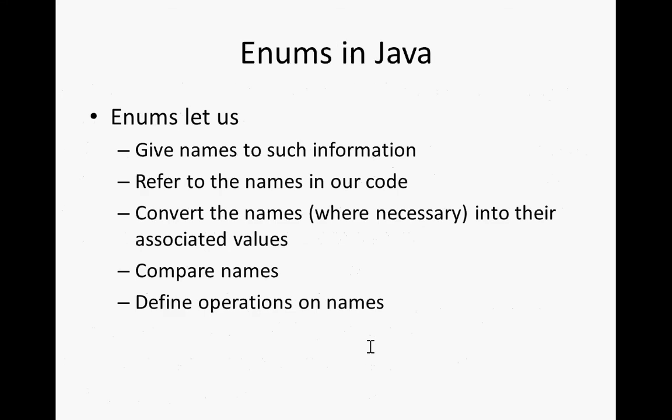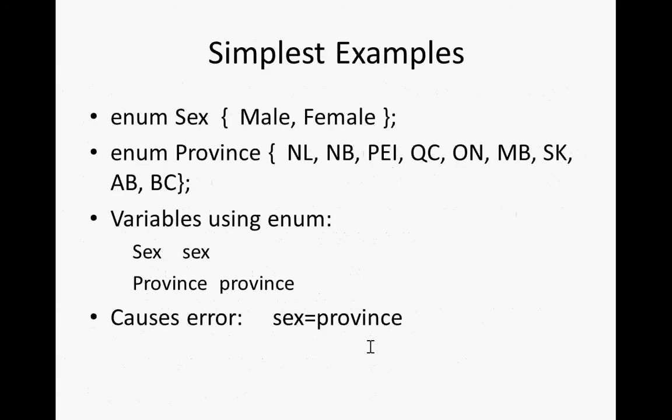So enums let us give names to information, refer to the names in our code, convert the names where desired into values, compare names, turn them into strings, so quite descriptive strings, define operations on names, etc. So this is what we can do. We can say sex, male, female. And then if it expects a sex, it forces you to enter one of these. And if you say female with a lowercase, it will say, I don't know which one that is, and it'll force you to do it as a capital F female.